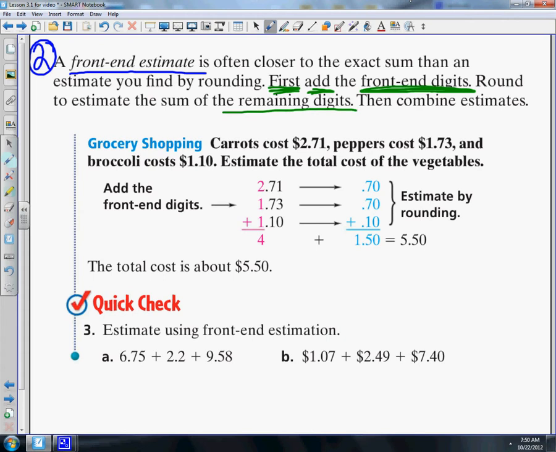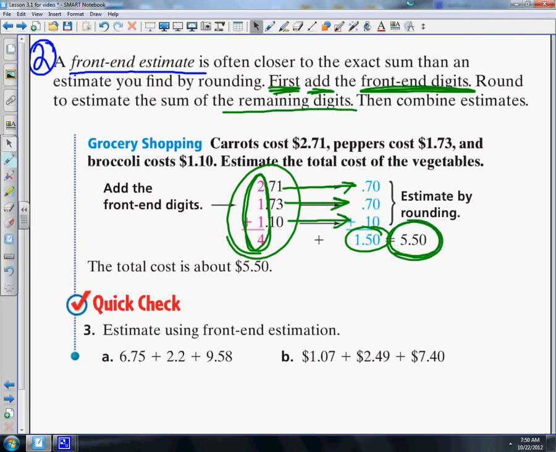So here's an example. $2.71 plus $1.73 plus $1.10. So I add 2 plus 1 plus 1 in red, and that gives me 4. And then 70 goes to about 70 cents, 73 is 70 cents, and 10 cents is 10 cents. I add them up, and that gives me $1.50. So I add 4 plus $1.50 to get $5.50.